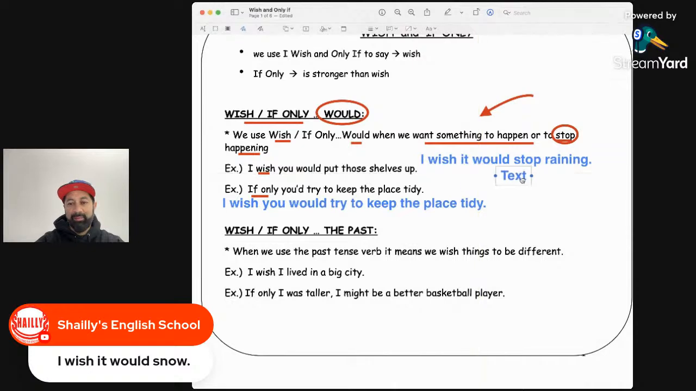Let's put another example here to give people some ideas. Let's imagine my neighbor or somebody's watching TV and the TV is too loud. So I wish he would turn down the TV.